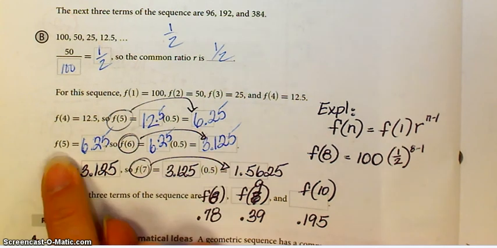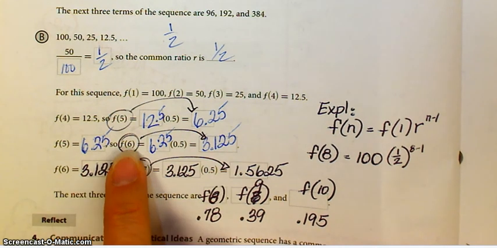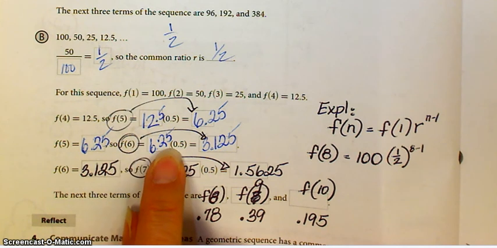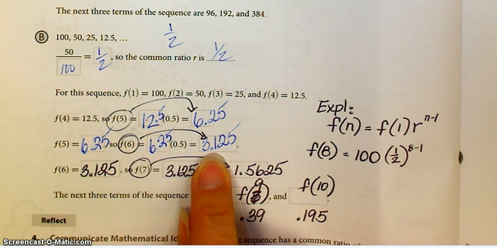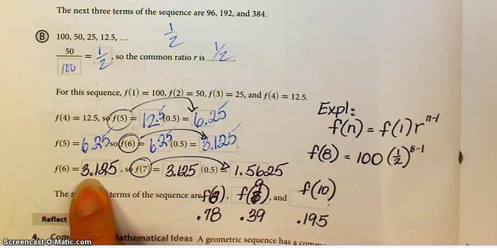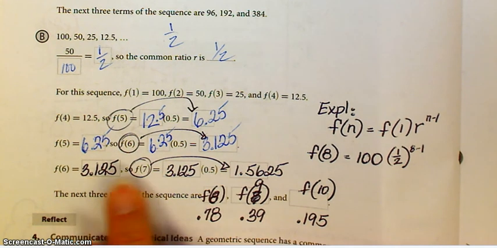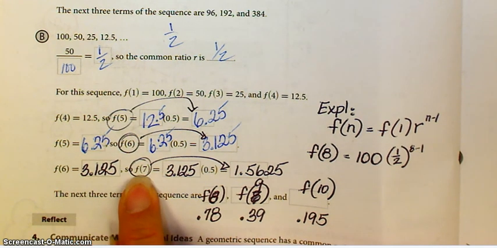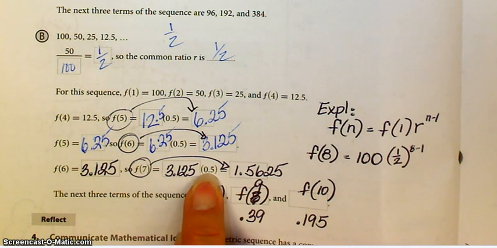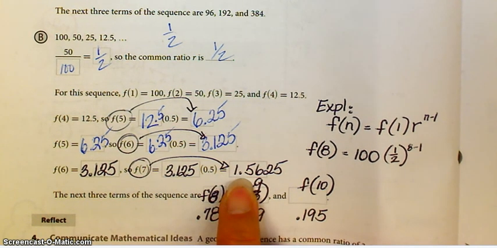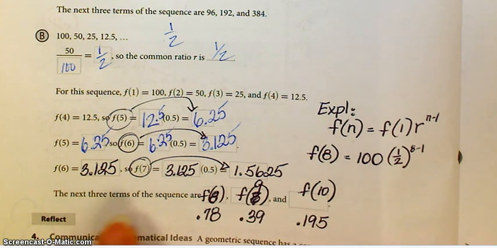You now know that the fifth term is 6.25. So the sixth term is going to be the fifth term times the common ratio, which is 3.125. 3.125 is what you found for the sixth term. So the seventh term is the sixth term times your common ratio. When you do all that, you get 1.5625, and it just keeps getting smaller and smaller and smaller because, remember, you're multiplying by half each time.